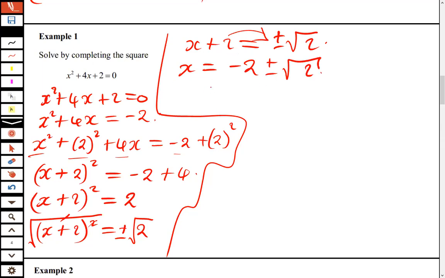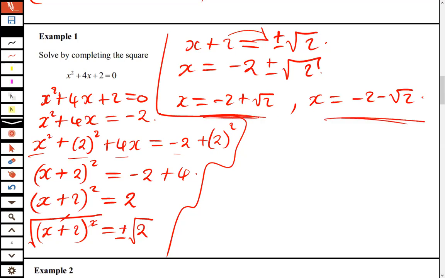So from there, I can now conclude to say the final answer for this equation is simply x is equal to -2 plus the root of 2, and x is equal to -2 minus the root of 2. So these are the two solutions for this quadratic equation. Okay, so let's take a look at another example.